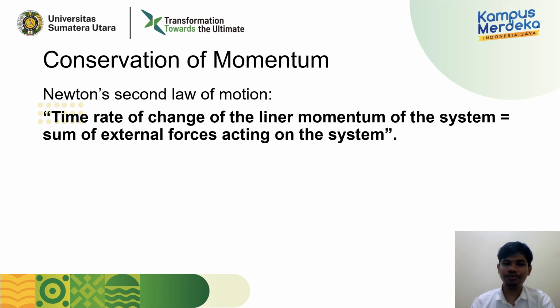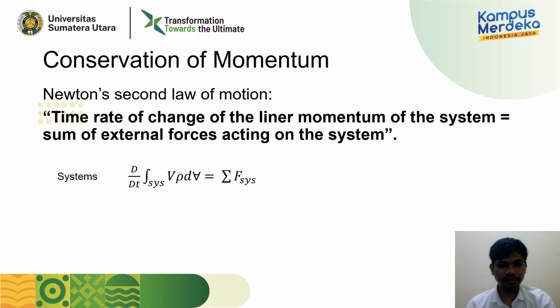It is the time rate of change of the linear momentum of the system is equal to the sum of external forces acting on the system. Okay, so this is when we define the conservation of momentum or the second law of motion in a system framework, we will have this one. So the time rate of the momentum will be equal to the total of external forces, or can also be the resultant of external forces acting on the system.